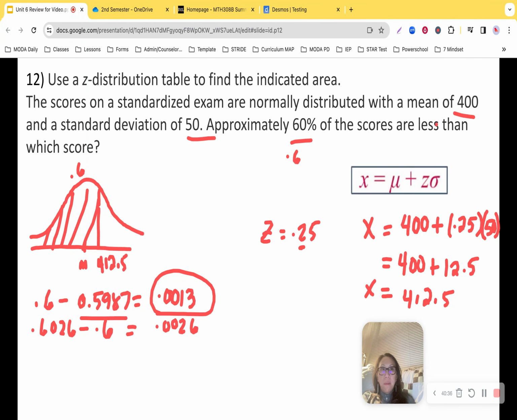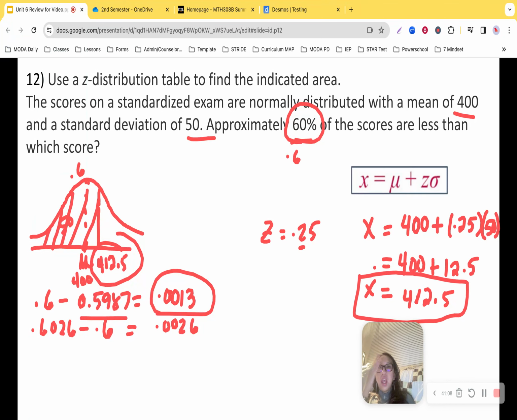412.5. And our mean is 400, so it's just above the average. The mean is 50%, and above the average would be 60%, just above 50%. So it makes sense with our answer. The raw score that falls in the range of 60% on your normal distribution would be 412.5 on the standardized exam.